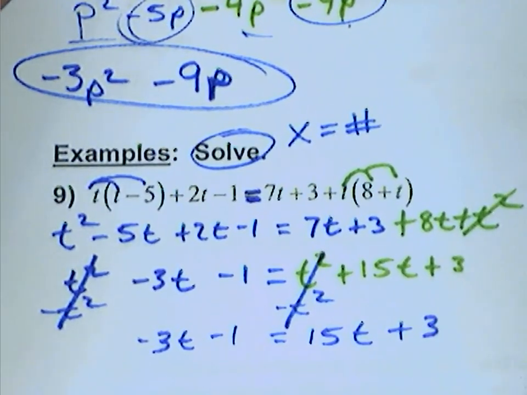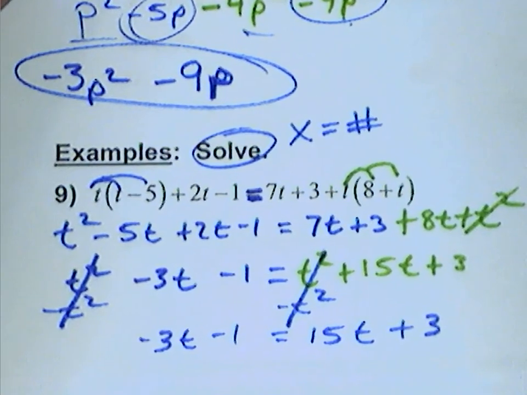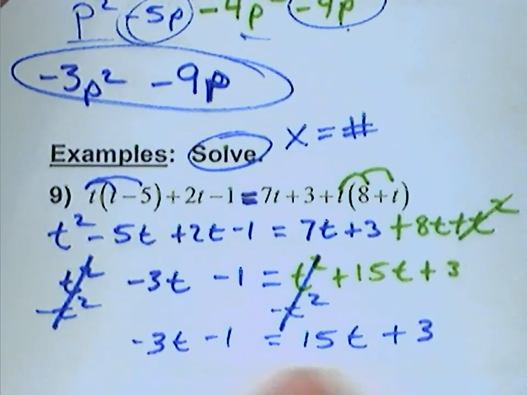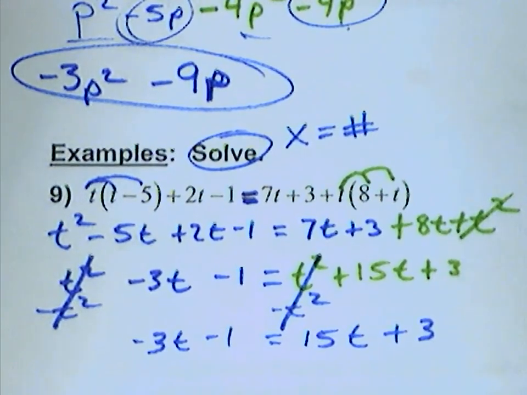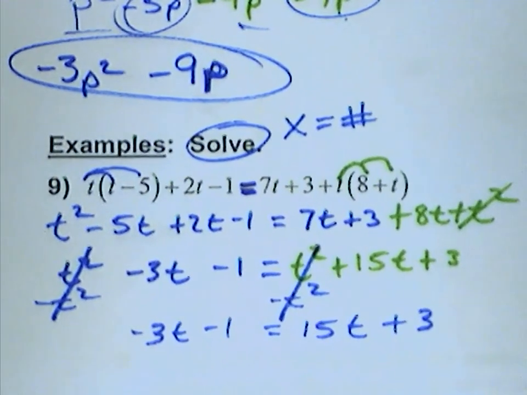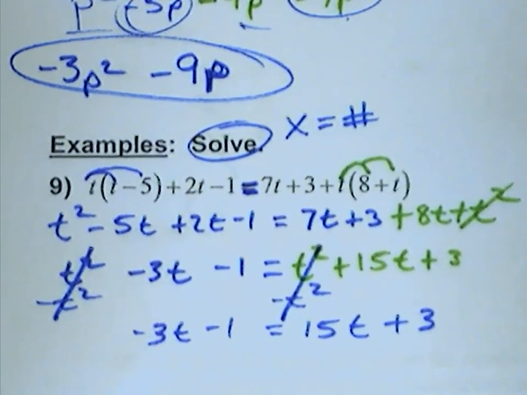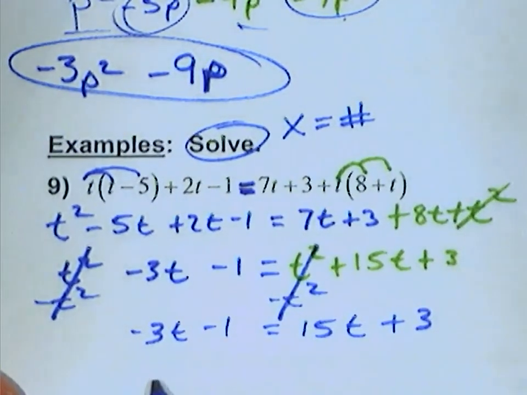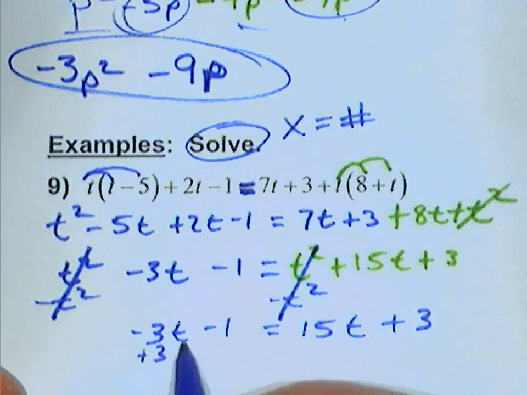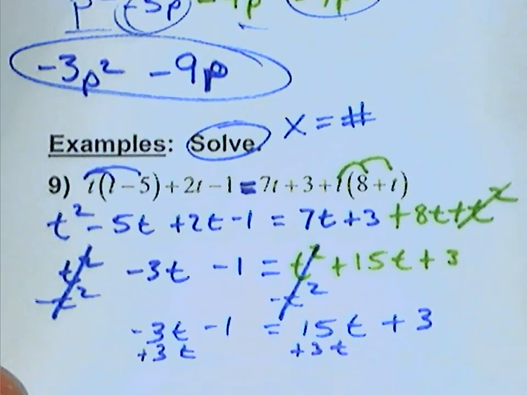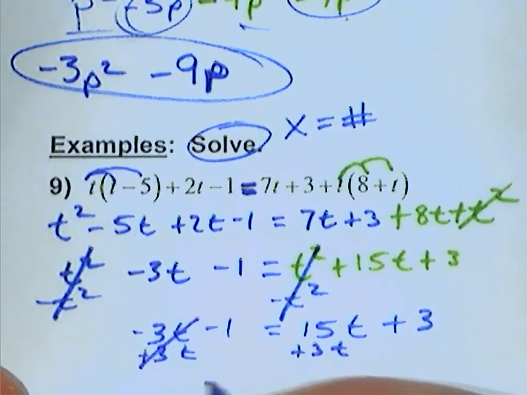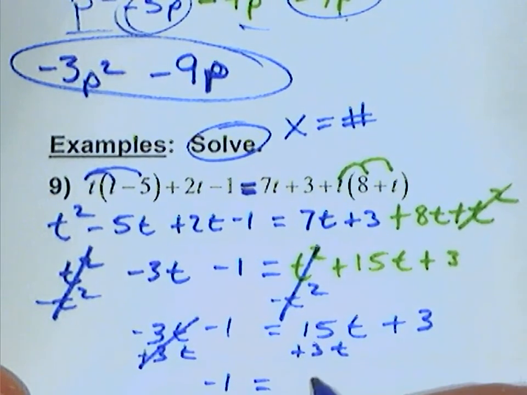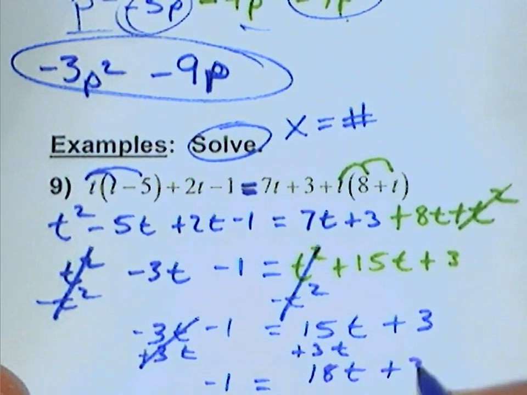Well, that's an algebra problem we did lots and lots of times last semester. How do I solve for t here? What do I have to do? Suggestions. How do I solve for t? How do I get the t's together? Colton? Yeah. There you go. So go ahead and add 3t over. That cancels, right? So that's negative 1 equals 15t plus 3t is 18t. And then plus 3.